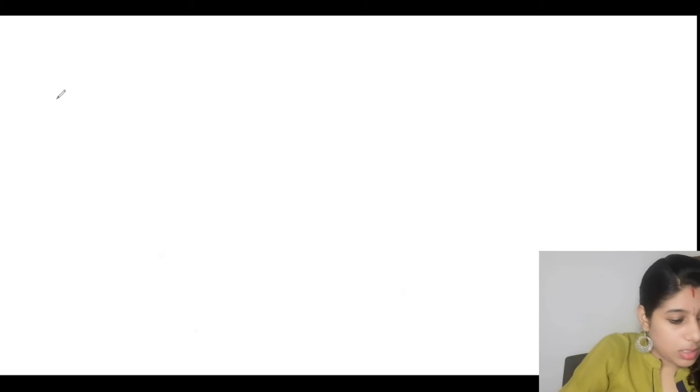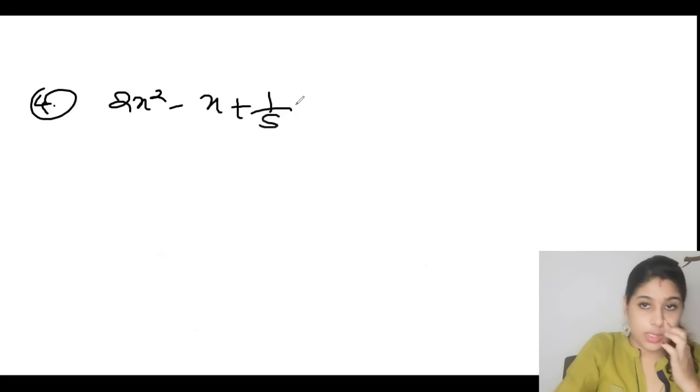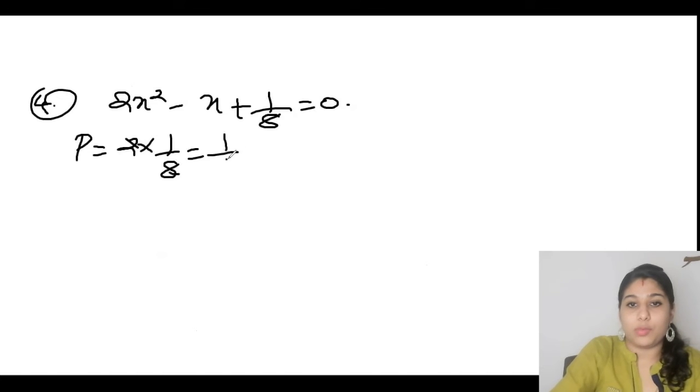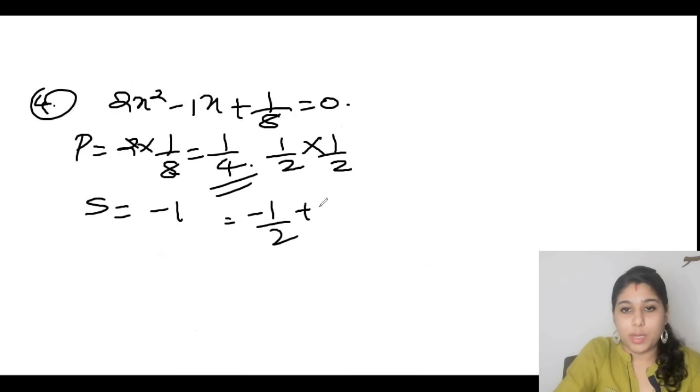Next question, 2x square minus x plus 1 by 8 is equal to 0. Understand this, 2 into 1 by 8, so the product will be 1 by 4. The product should be 1 by 4 and the sum should be minus 1. So which can be the numbers? Half and half, 1 by 2 and 1 by 2. It will be 1 by 4, and minus 1 by 2 plus minus 1 by 2 will be minus 1.